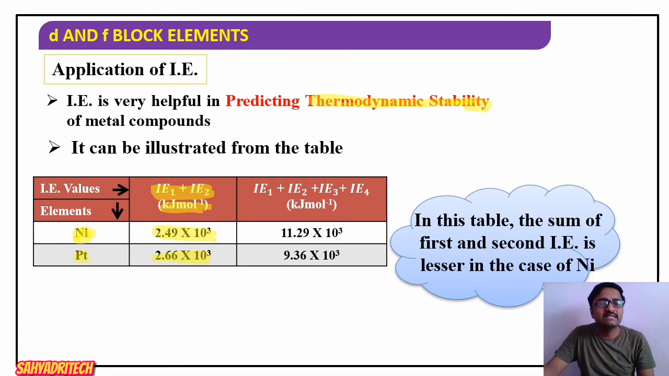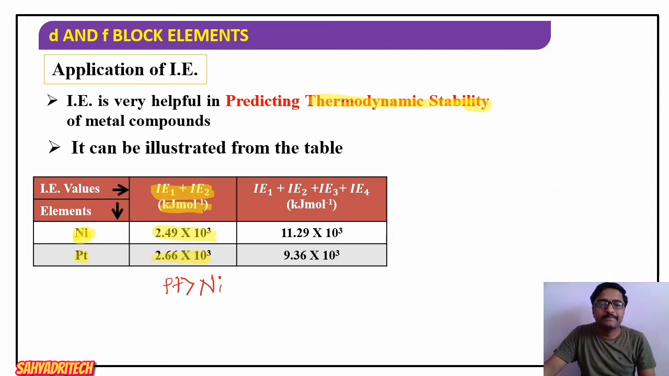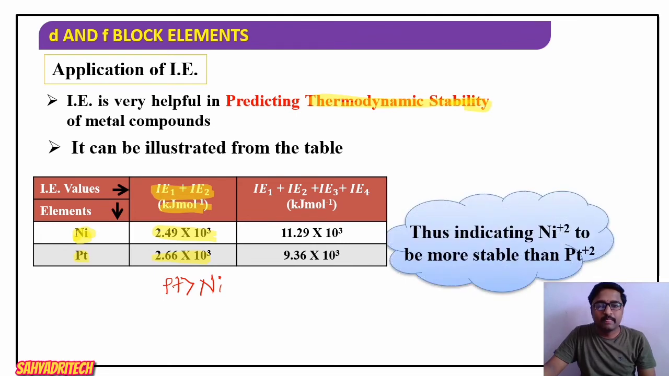Well, which one has the lower sum of ionization enthalpy values? Nickel. So if we consider the first and second, platinum has higher ionization enthalpy values than nickel, or I can say the sum of the first and second ionization enthalpy is lesser in the case of nickel compared to platinum, right? Well, it indicates that the sum of the first and second ionization enthalpy is less for nickel, where first ionization enthalpy means losing the first electron, and second ionization enthalpy means losing the second electron.